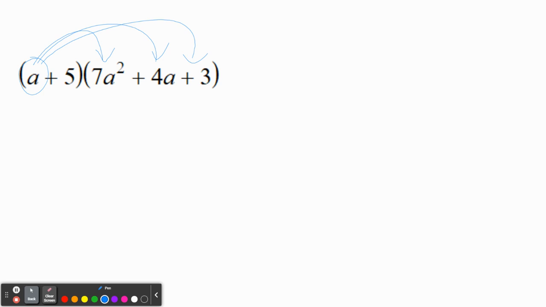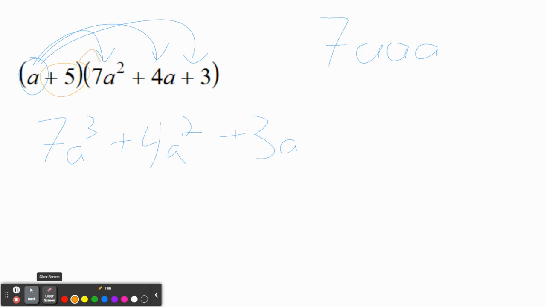So we've got 7a squared times a. That's literally 7 times a times a times a, so we're going to shorthand that to 7a cubed. A times 4a is going to be plus 4a squared. And then lastly, plus 3a. Let's pick a different color here. Let's go orange. We've got a positive 5. Don't have any negatives in this one to start. It's kind of nice. And we're going to distribute this to each one we see here.